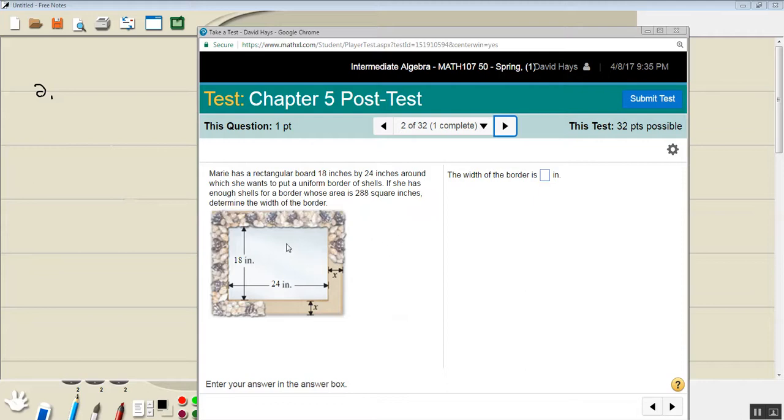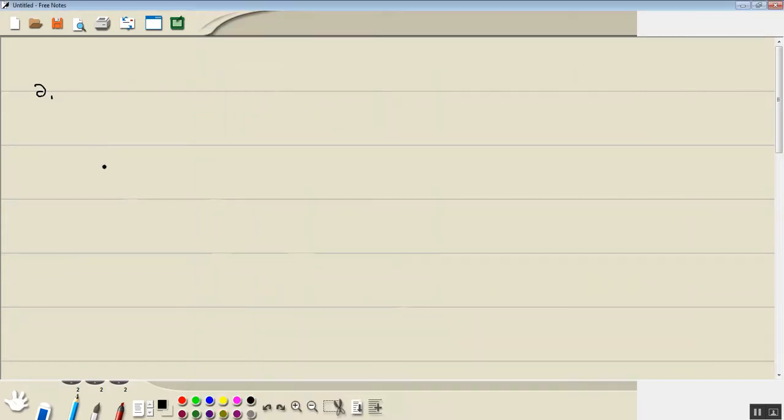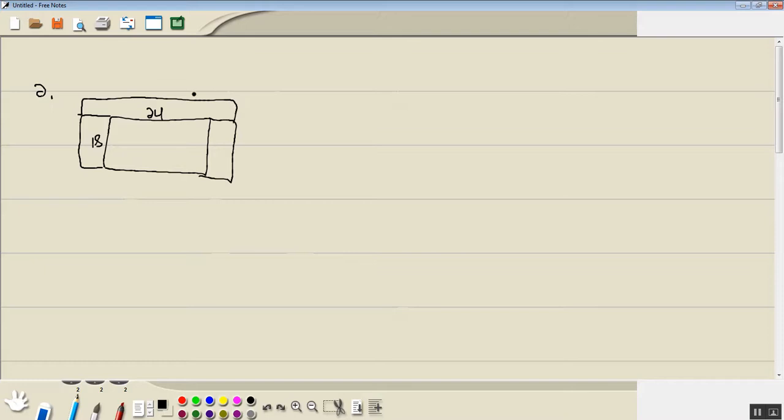Okay. I'm not sure if I'm reading this right. That's 24. This is 18. Now we're going to have a border around this. And this border is going to be x there. And that's this distance here. And it'll also be x here.